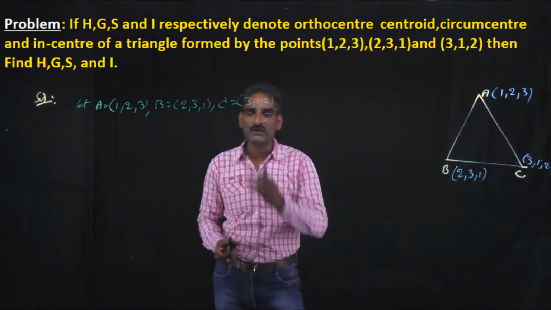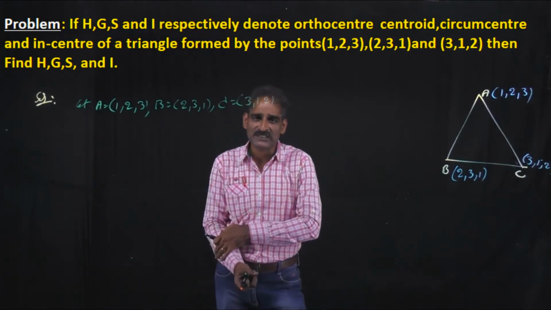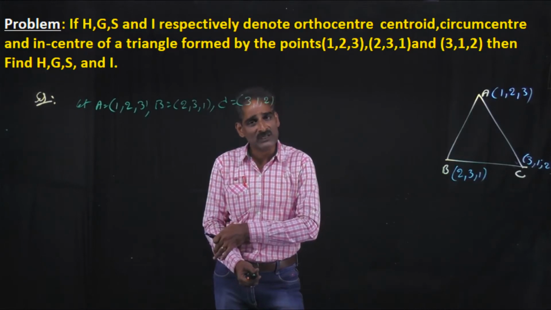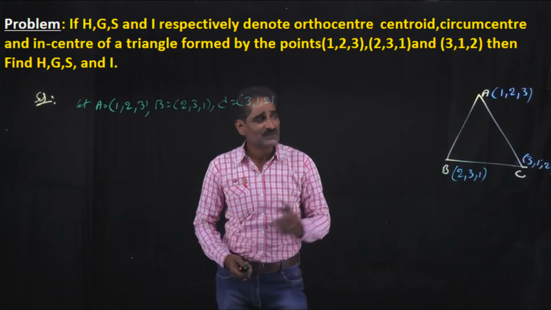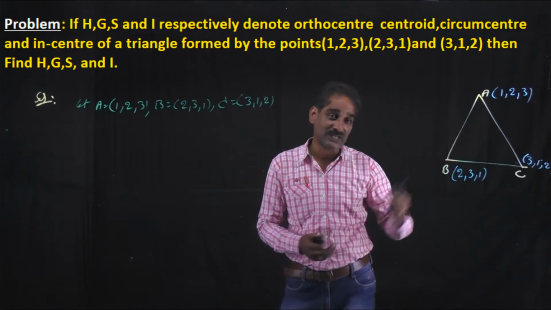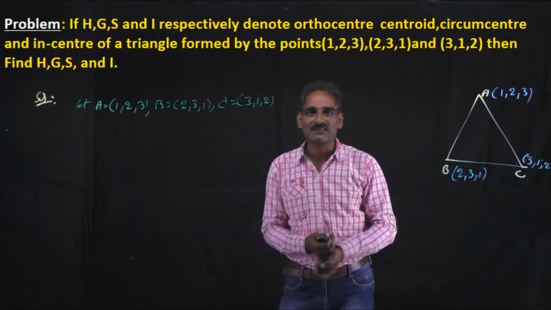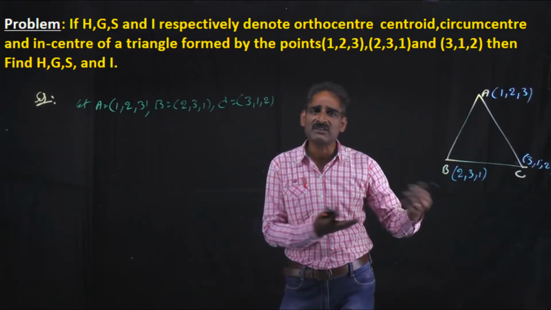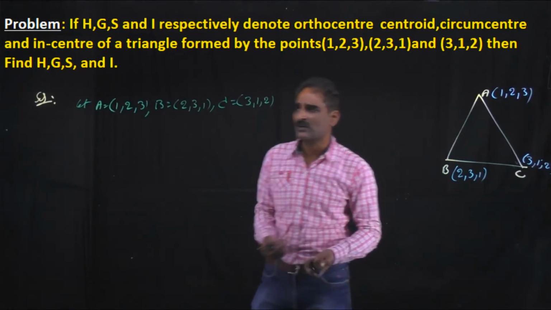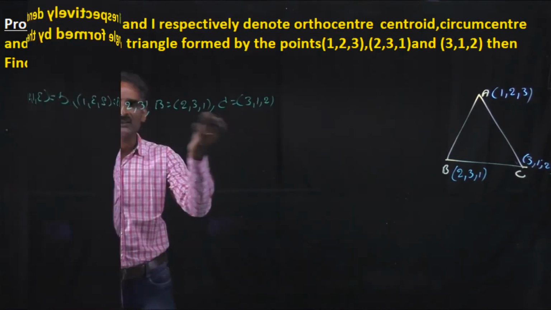Here we have to find out all the centers: circumcenter, orthocenter, incenter, like that. So for the incenter, we have to find out the length of the sides. First of all, try to find the nature of the triangle. If the triangle is equilateral, centroid, incenter, orthocenter lie at the same point. So first of all, find out the lengths.